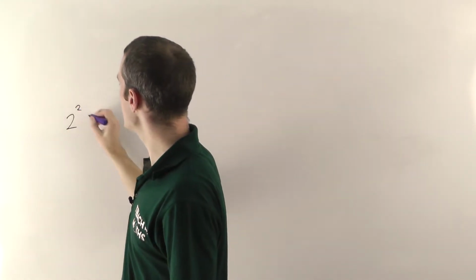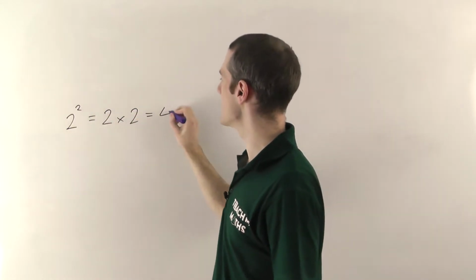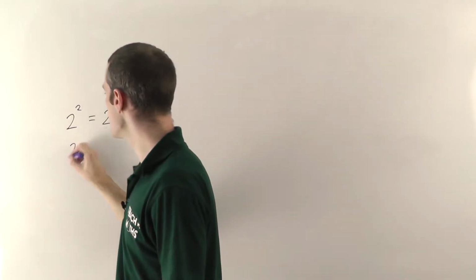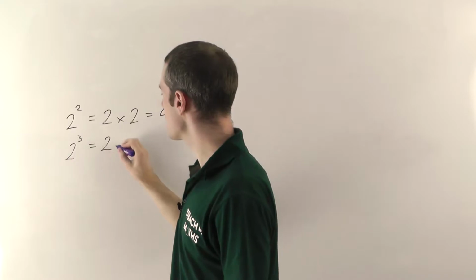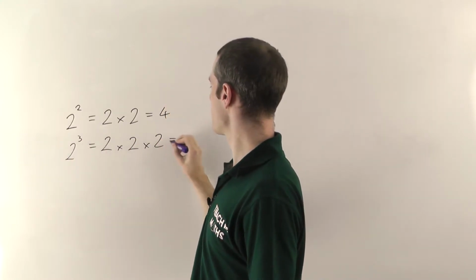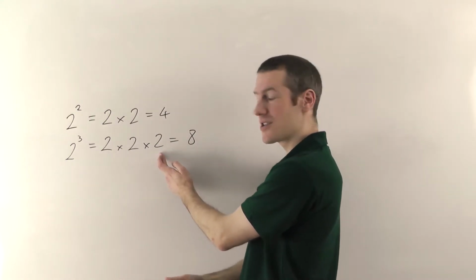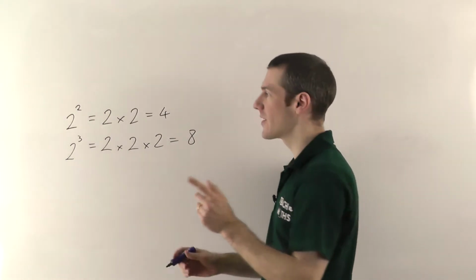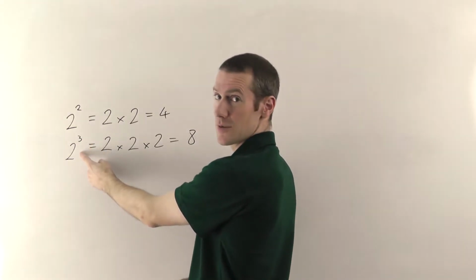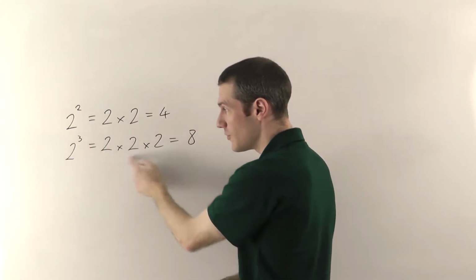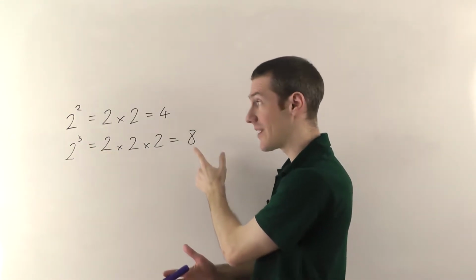So 2 squared, if you remember, that means 2 times 2, that's just going to be 4. 2 cubed, so you put a little 3 at the top right, that means you've got 3 2's all multiplying together. That's going to give you 8. Yeah, 2 times 2 is 4, times that by another 2, you're going to get 8. Again, just be very careful here. 2 cubed doesn't mean 3 times 2. It means there are 3 2's that are all multiplying each other. 3 times 2 would be 6, but this is 8. It is different, very different.